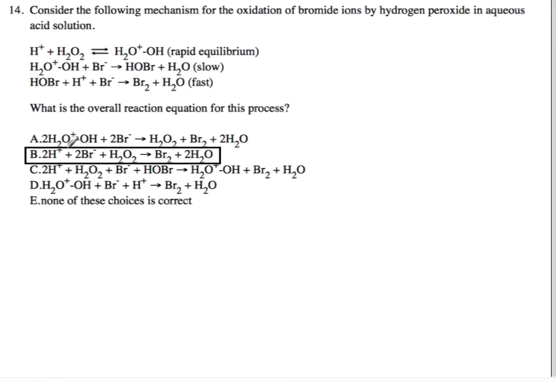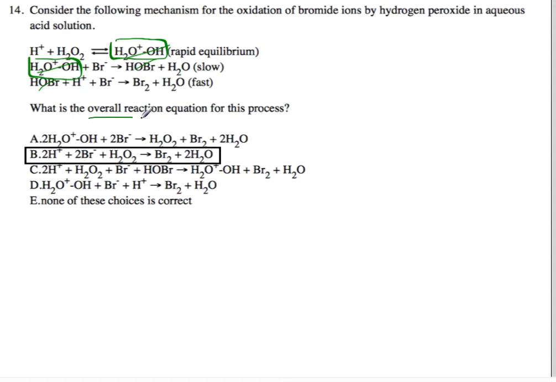Easy. Next, consider the following mechanism for the oxidation of bromide ions by hydrogen peroxide. This is basically a mechanism problem. What's weird in this problem is that this is actually one piece. It looks weird because it's like H2O plus dash OH. This is one piece, so technically this is an intermediate, so I'm going to cancel that. HOBr is an intermediate, so I'm going to cancel that. And I think that's it. There are no other intermediates.